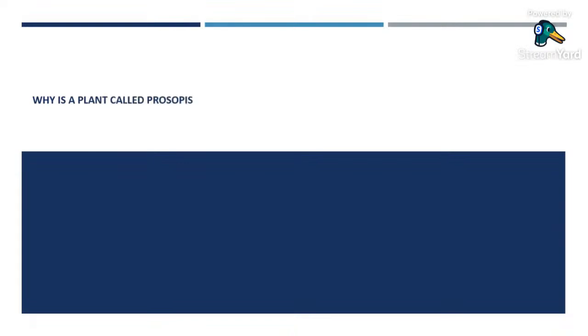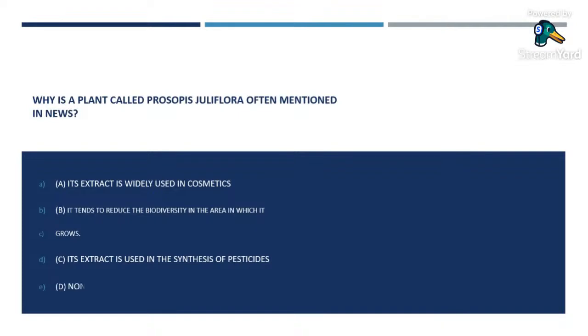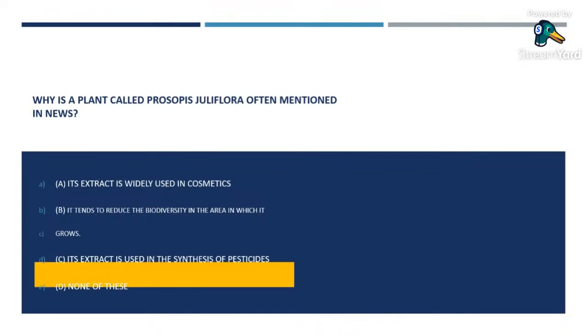Why is a plant called Prosopis juliflora often mentioned in news? A. Its extract is widely used in cosmetics. B. It tends to reduce the biodiversity of the area where it grows. C. Its extract is used in synthesis of pesticides. D. None of this. The correct option here is none of this.